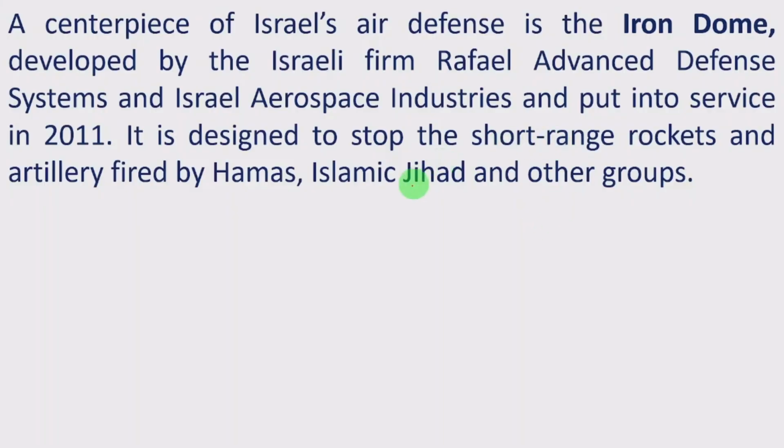The other details I am going to discuss here. A centerpiece of Israel's air defense is the Iron Dome, developed by the Israeli firms Rafael Advanced Defense Systems and Israel Aerospace Industries, and put into service in 2011. It is designed to stop short-range rockets and artillery fired by Hamas, Islamic Jihad, and other groups.